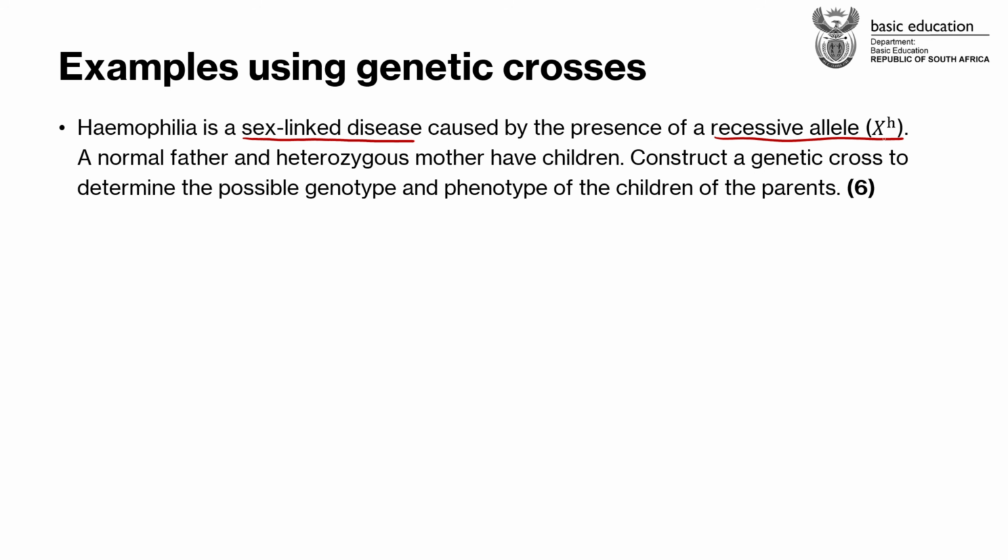You can see the allele sits on the X chromosome because it has more genes. You can see that it's a recessive allele. You can see it's a small letter. If we've got a capital letter, it's a dominant allele.